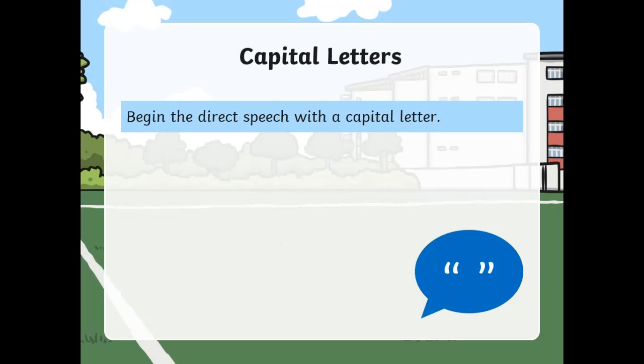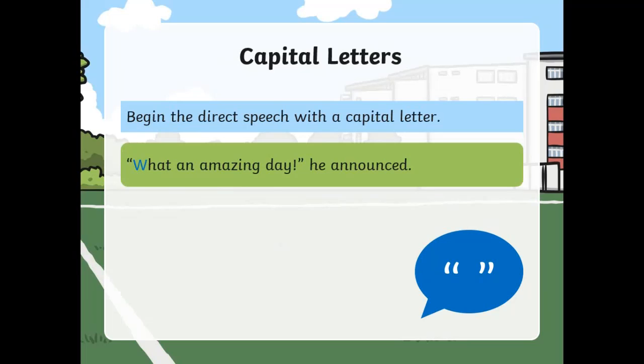Capital letters. Begin the direct speech with a capital letter. For example, "What an amazing day," he announced. You can see at the beginning of the word "what" there is a capital W because it is the first word in the speech marks.